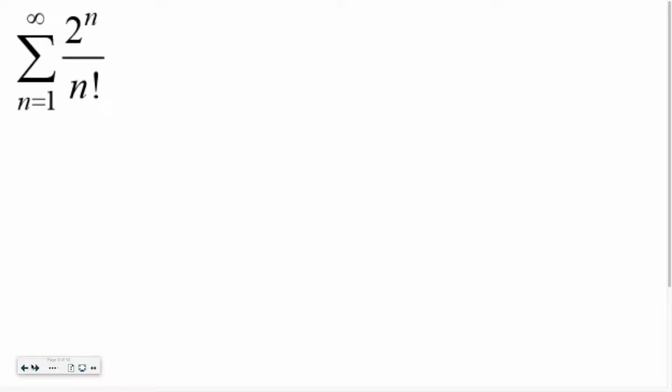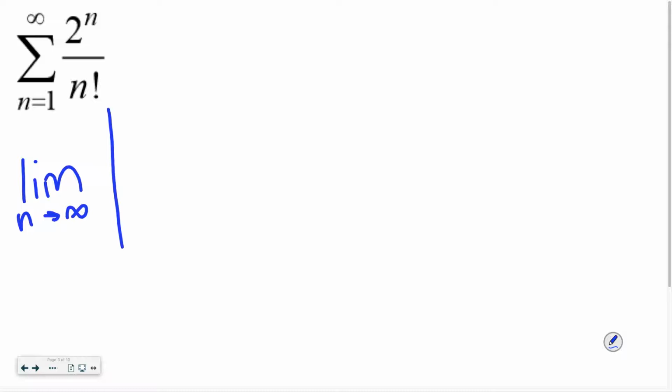Kind of like I mentioned before, this series has a combination of exponents and factorials. This should scream the ratio test, because while it looks kind of crazy, the ratio test actually makes it go very nicely. So for the ratio test, we need to take the limit as n approaches infinity of the absolute value of the ratio.